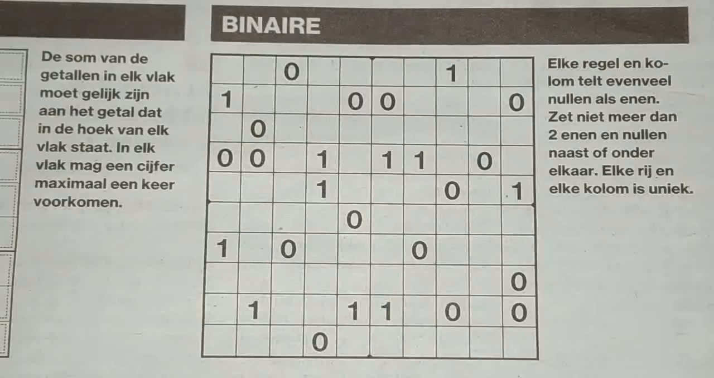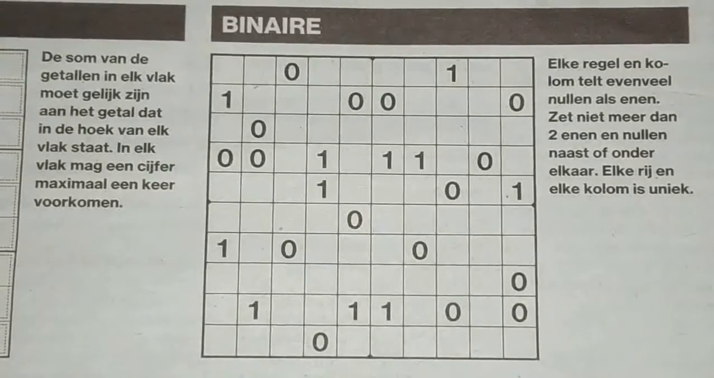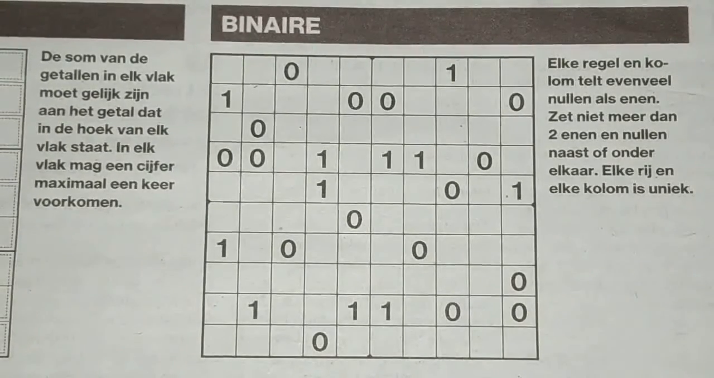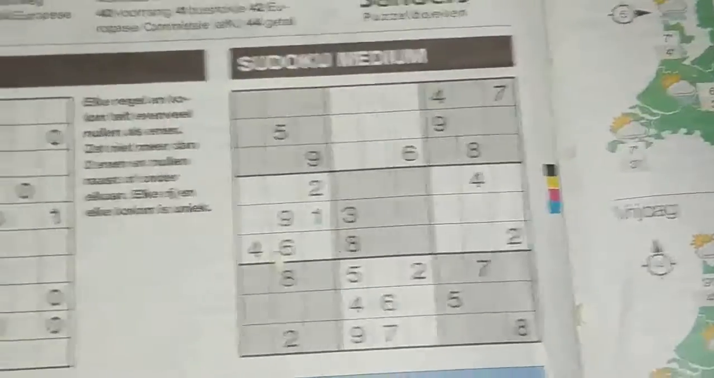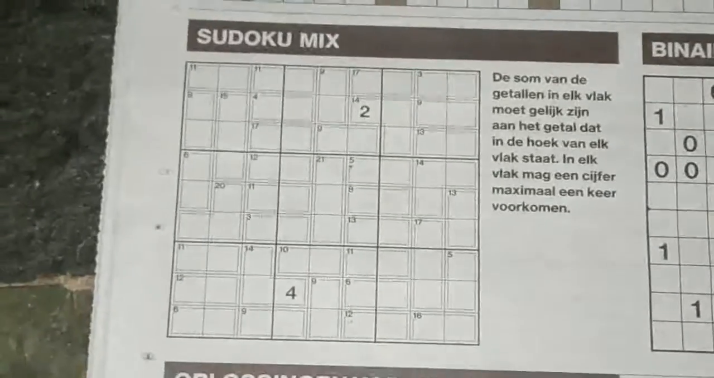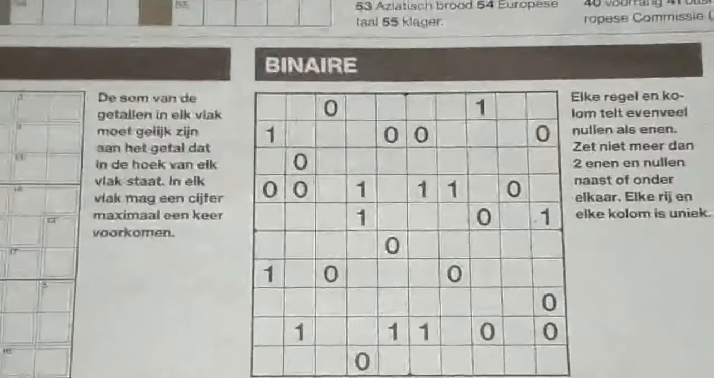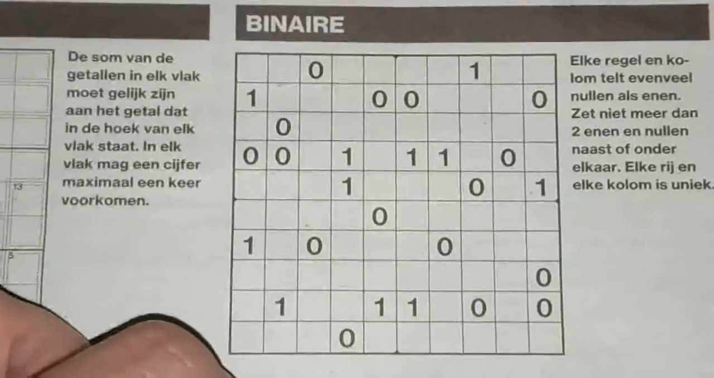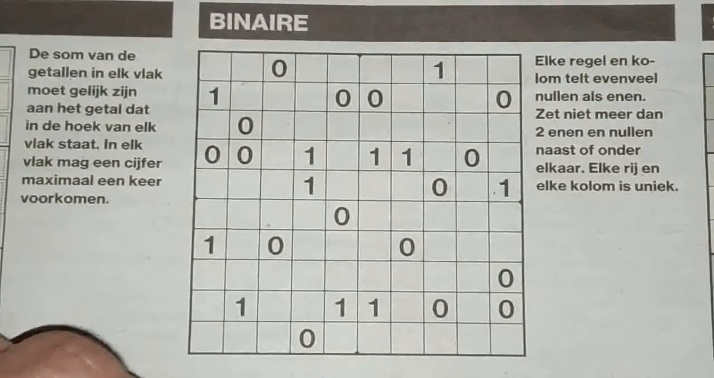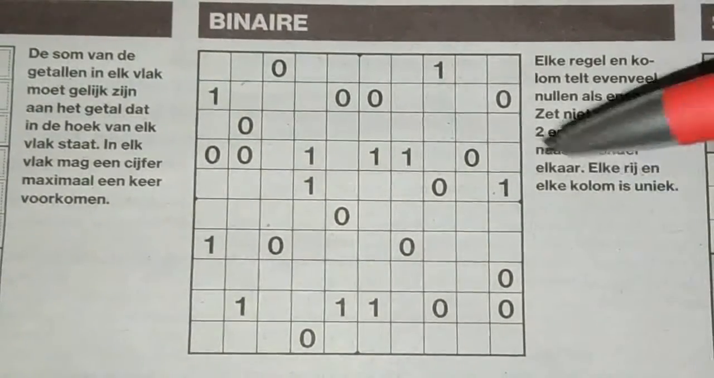Today in the daily newspaper on a Wednesday, February the 12th, 2020, we have three Sudokus: a binary Sudoku, a medium Sudoku, and a killer Sudoku, aka Sudoku mix. But we will start with the binary Sudoku, so let's get started.